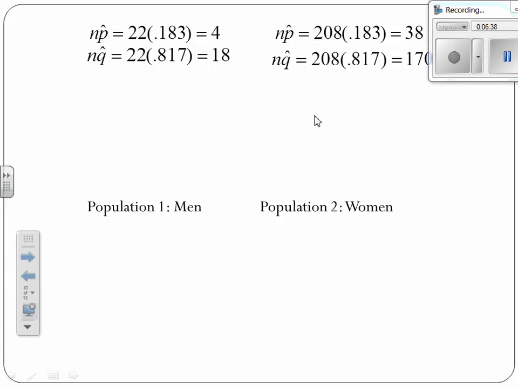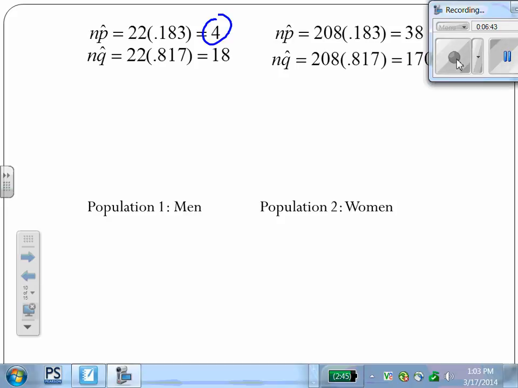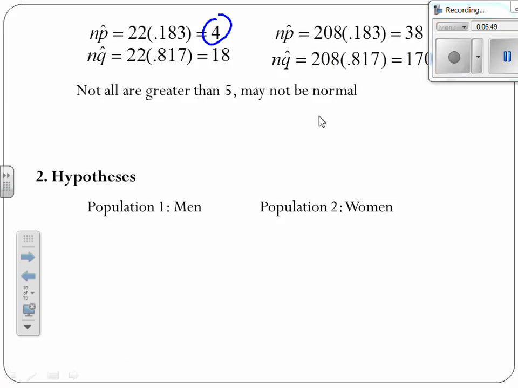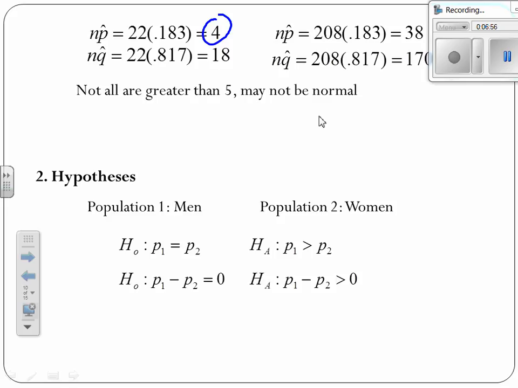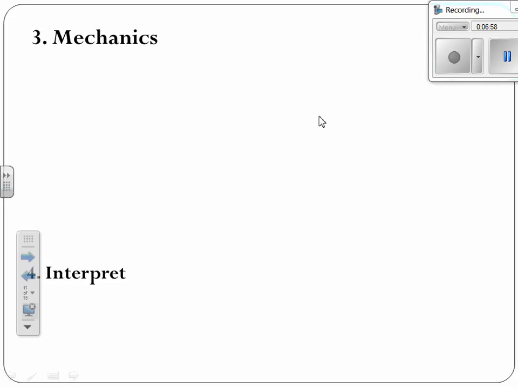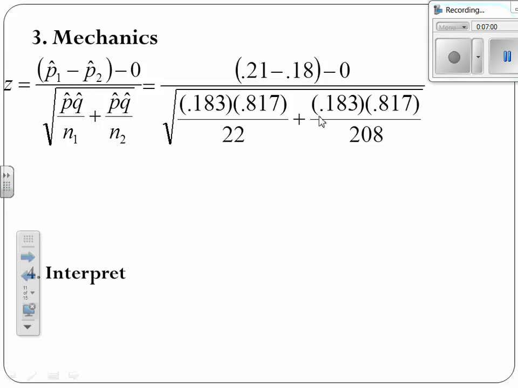All right, so quick check, but here all of a sudden when we did the n times p pooled, we have one that's not bigger than 5. Not a big deal. We just note it and we keep moving. So we'll set up our hypotheses, and you can move them all to one side if you'd like. But just plug the values in. Again, keep in mind, use your p pooled and your q pooled because we're running the test.